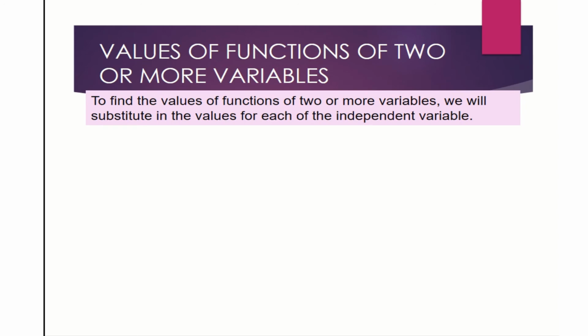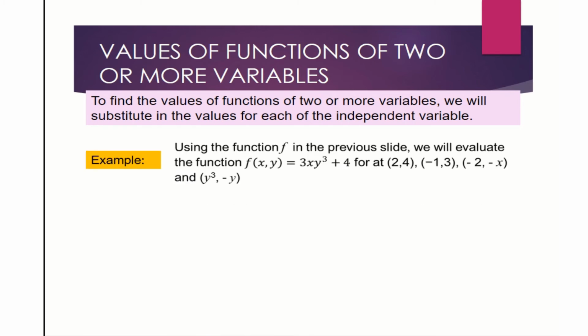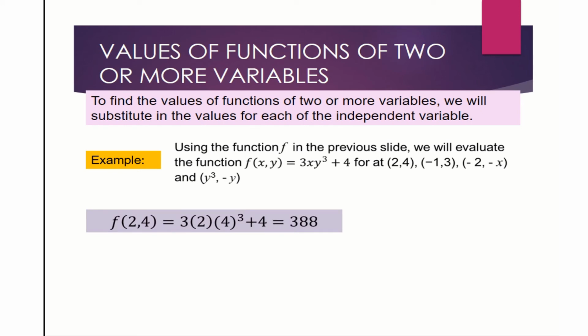To find the values of functions of two or more variables, we substitute in the values for each of the independent variables. For example, using the function f in the previous slide, we will evaluate the function f(x,y) is equal to 3xy cubed plus 4 at the points (2,4), (-1,3), (-2,-x), and (y cubed, -y). To obtain f(2,4), we substitute x with 2 and y with 4, and we obtain 388.